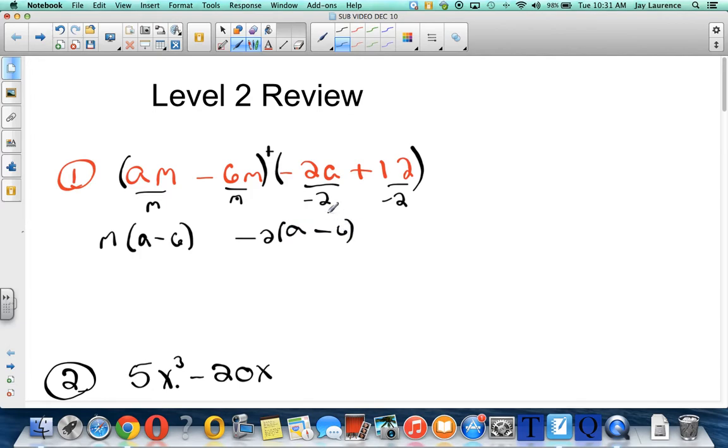Ooh, I like that, because now I have another common factor. Remember, factor by grouping means we're going to GCF 3 times, usually 3 times, every now and then 4. There's an A minus 6 here and an A minus 6 there. All right, so we're going to have the quantity of A minus 6 times the quantity of M minus 2. And that is done.